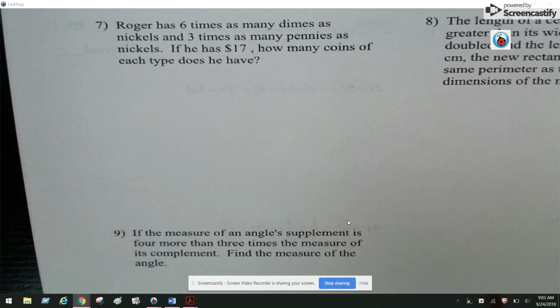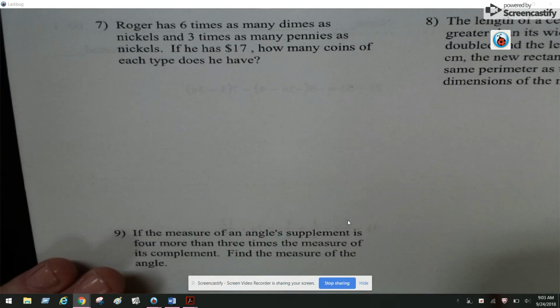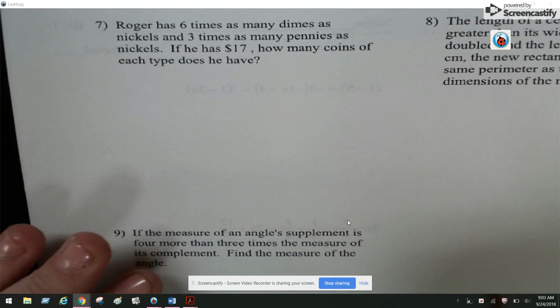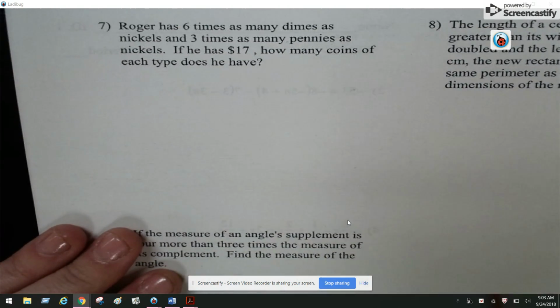All right, so we're going to look at number 7. We're getting into the word problems right here. So Roger has 6 times as many dimes as nickels and 3 times as many pennies as nickels. He has $17. So how many coins of each type does he have?